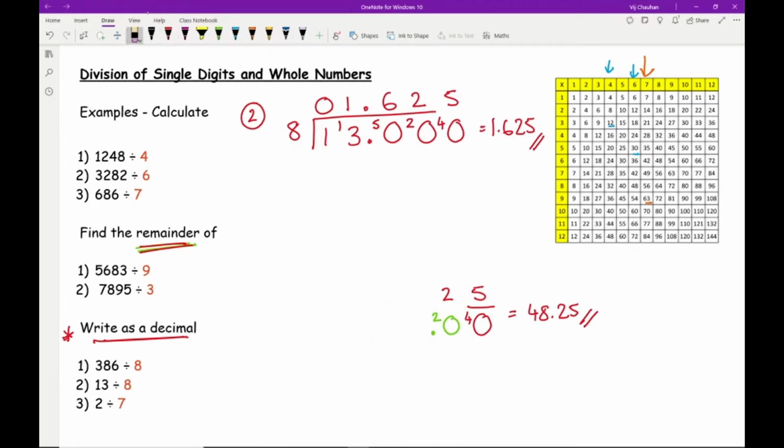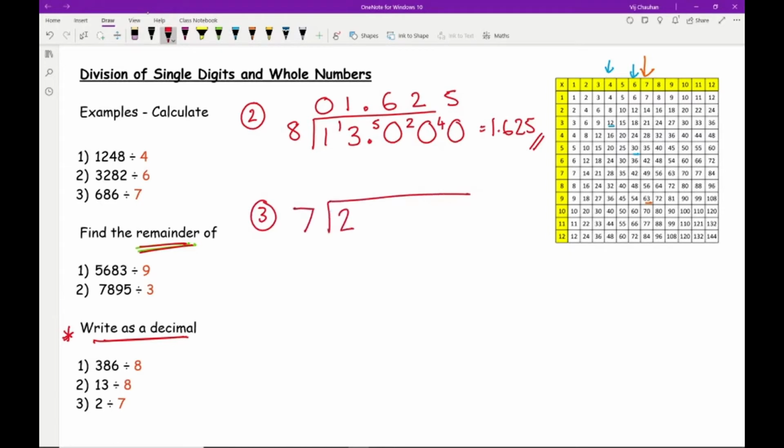Now, again, don't always assume that the bigger number is always what goes inside the bus stop. So for example, if you look at question 3, we've got 7 is going to go outside the bus stop and 2 is going to go inside the bus stop. So again, how many 7s go into 2? That's going to be none. So I add my decimal point and I'm going to carry the 2 because I've not used it.